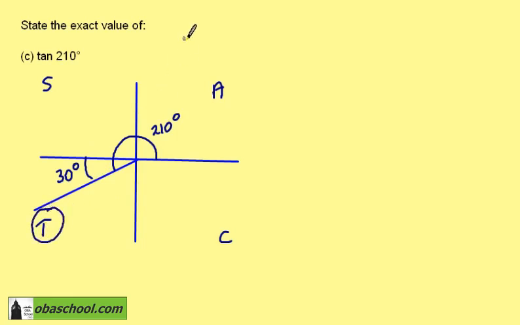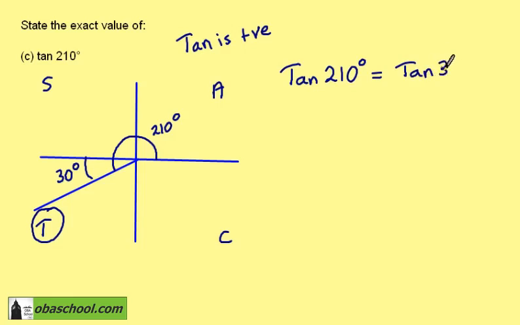We're in the T quadrant, so the tangent is positive. The tangent of 210 degrees, therefore, is equal to the tangent of 30 degrees, which is 1 over root 3.